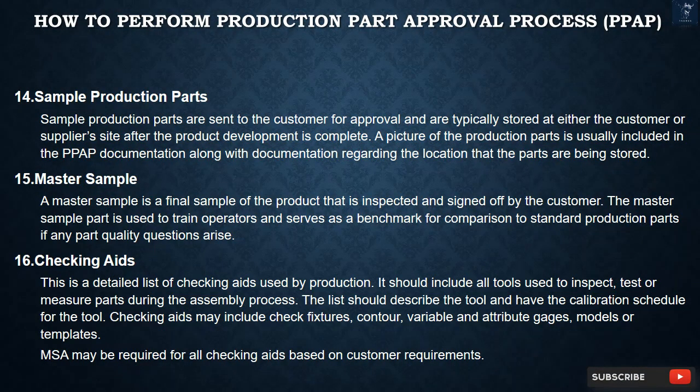14. Sample production parts. Sample production parts are sent to the customer for approval and are typically stored at either the customer or supplier's site after the product development is complete. A picture of the production parts is usually included in the PPAP documentation along with documentation regarding the location that the parts are being stored.